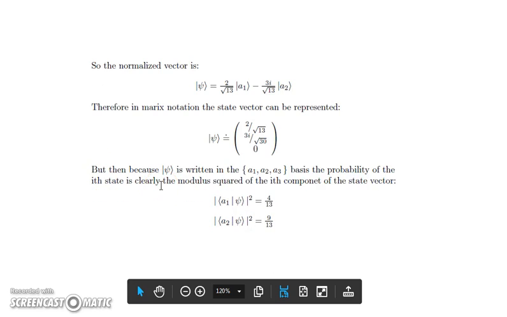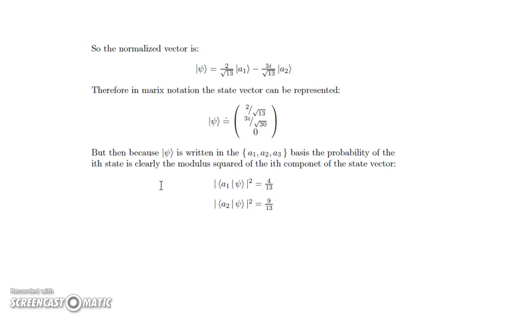And then again, because we've represented it in terms of the basis A1, A2, A3, the probabilities of measuring A1, A2, and A3 are simply just each component of the vector, its modulus squared. And I've shown that right here.